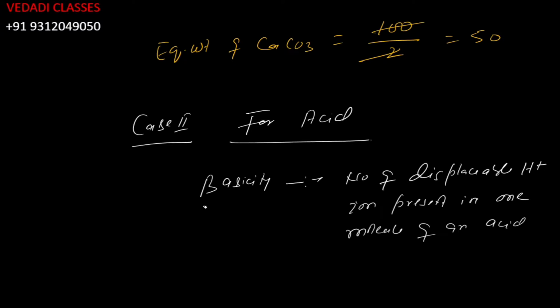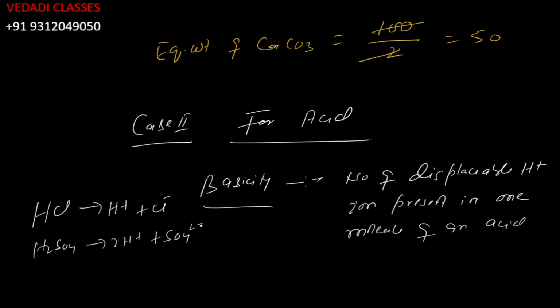Now, what is the meaning of this? I'd like to give some examples, like HCl. HCl will get dissociated into H plus and Cl minus. H2SO4 will get dissociated into 2H plus and SO4 2 minus. H3PO4 will get dissociated into 3H plus and PO4 3 minus, like this.